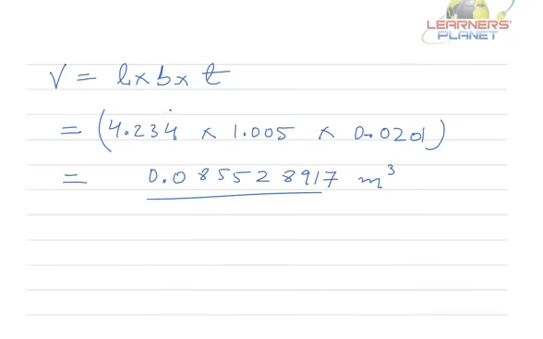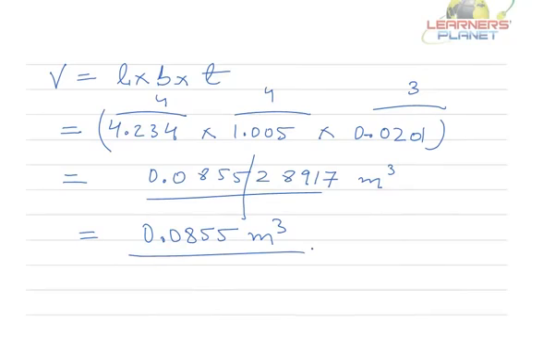Now if you see the three factors, you have this as having 3 significant digits, this has 4 and this has 4. So the product cannot have more than 3 significant digits. So you have to cut off here. So the answer would be 0.0855 meter cube. Okay.